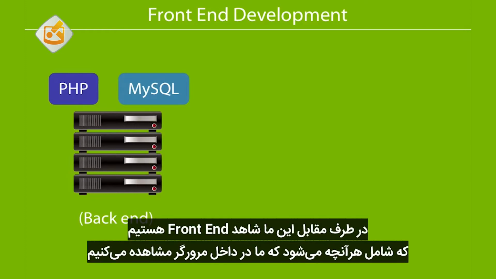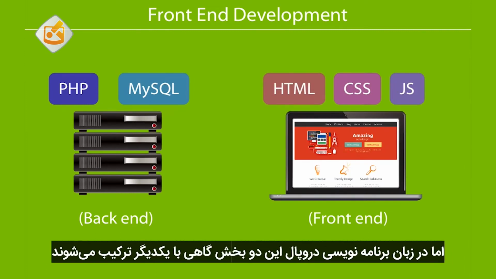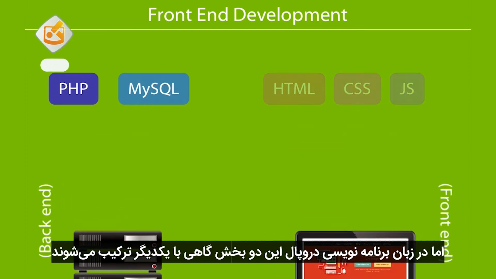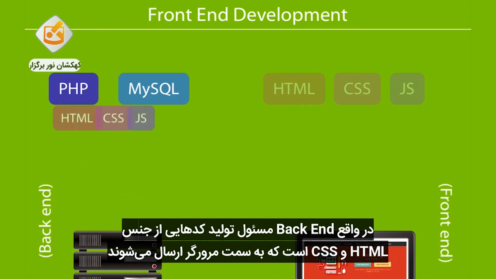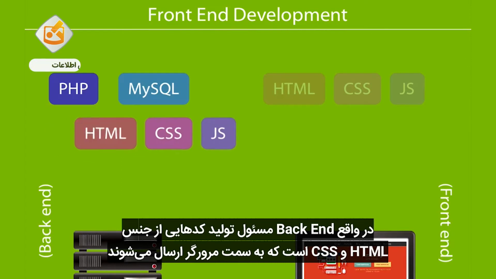The front end, on the other hand, is anything that happens inside of the browser. So that would include HTML, CSS, and JavaScript. With Drupal, the two worlds are often mixed. The backend code is responsible for generating the HTML and CSS that gets sent to the browser.